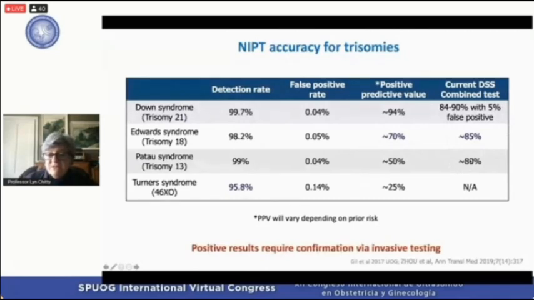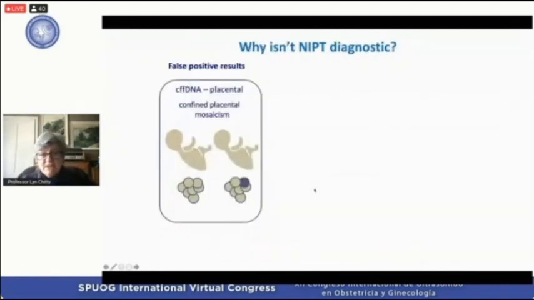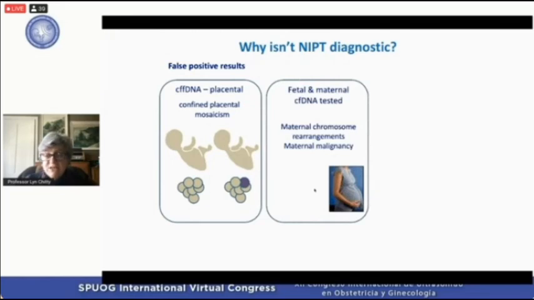Pero un resultado positivo requiere confirmación utilizando una prueba invasiva, debido a la pequeña pero significativa tasa de falsos positivos. ¿Y de dónde viene esta tasa de falsos positivos? Debido a que el ADN fetal libre viene de la placenta y está asociado con mosaicismo y líneas celulares que están creciendo en la placenta y que no están representadas en el feto. También es porque estamos evaluando el ADN del plasma circulante, entonces estamos analizando tanto el ADN materno como el fetal, y podemos detectar las anormalidades cromosómicas de la madre, el hecho de que la madre en sí es portadora o que tiene alguna anormalidad del cromosoma o mosaicismo.